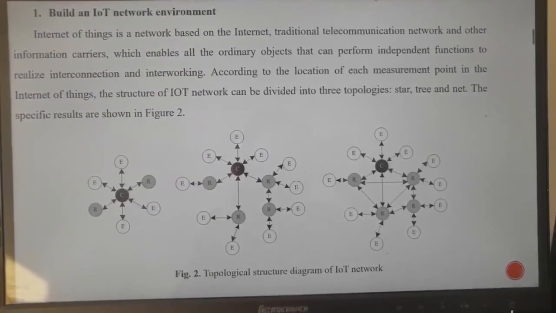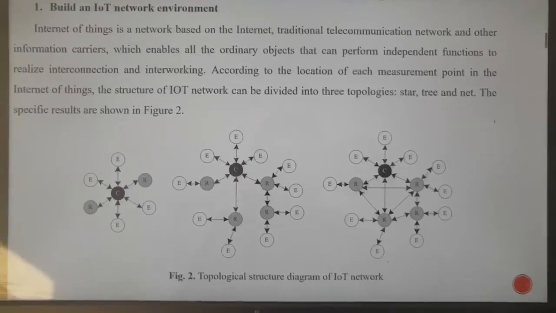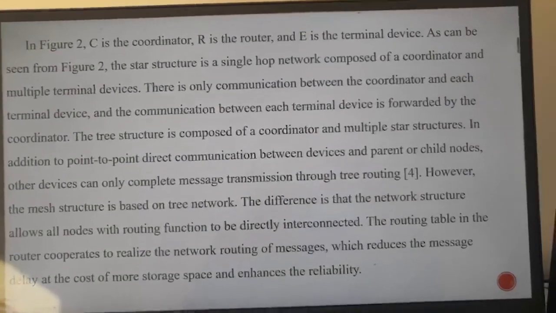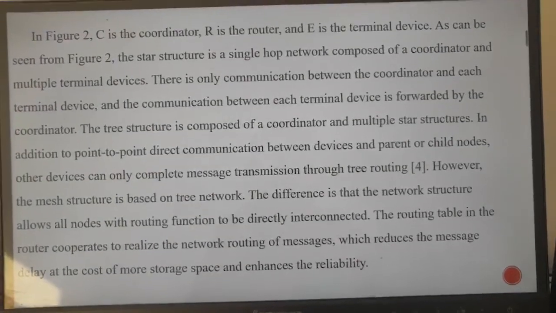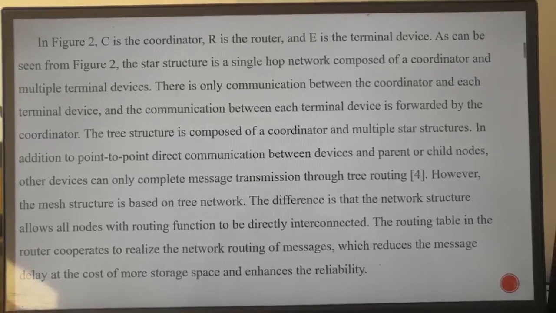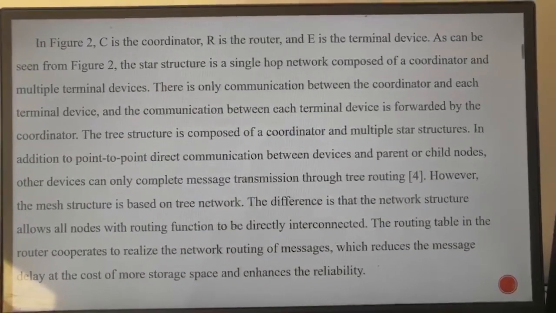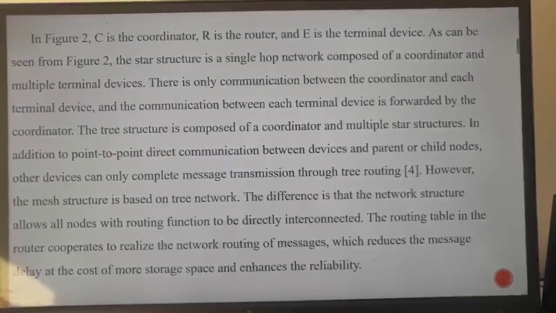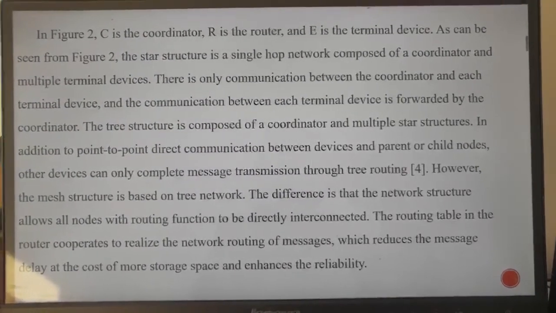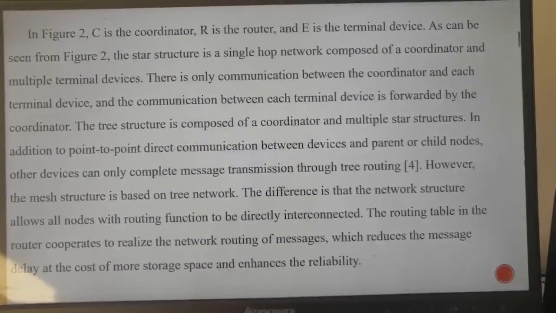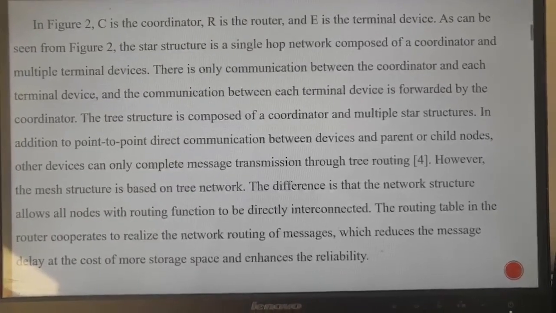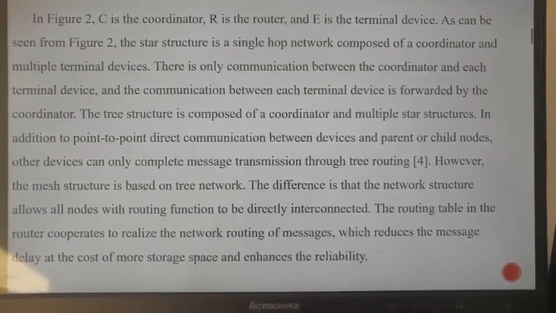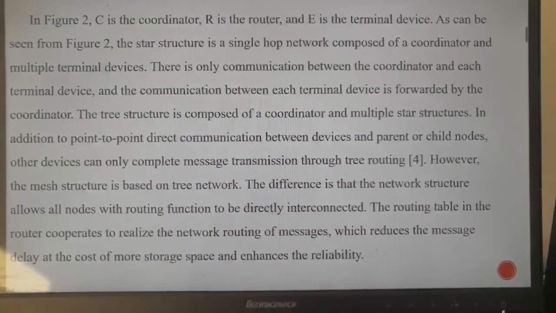The specific results are shown in Figure 2. In Figure 2, C is the coordinator, R is the router, and E is the terminal device. As can be seen from Figure 2, the star structure is a single-hop network composed of a coordinator and multiple terminal devices. There is only communication between the coordinator and each terminal device. And the communication between each terminal device is forwarded by the coordinator.